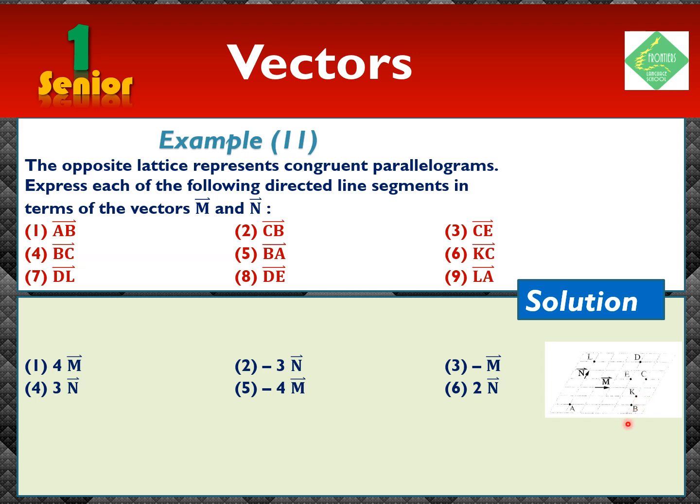PC is upward 3 places like n, so it equals 3n. PA, I will move from P to A in the opposite direction of m by 4 parts, so it equals -4m. And KC is upward 2 places, it equals 2n. DL is in the negative direction of m by 3, it equals -3m. And DE is downward 2 places, opposite to n, it equals -2n. Finally LA, downwards 5 places opposite to n, it equals -5n.